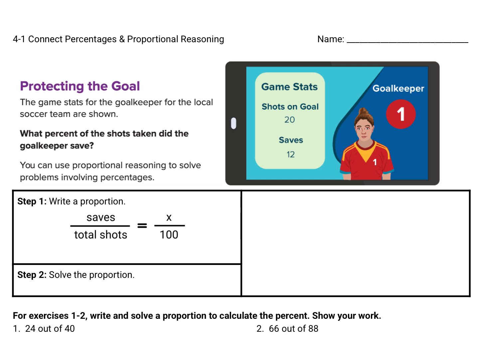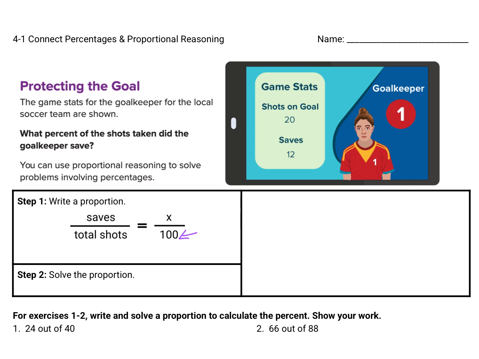We can see it kind of already set up here for us for how we are going to write our proportion. So we are going to do the number of saves from the goalkeeper over the total number of shots, and that's going to equal x over 100. Now we are getting this 100 right here because we are finding a percent. So percents are always out of 100. So whenever we are setting up a proportion to find a percent, we are always going to have the 100 somewhere on here.